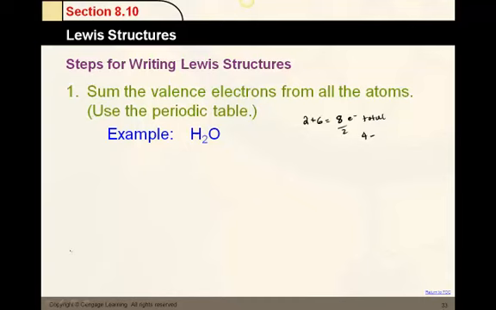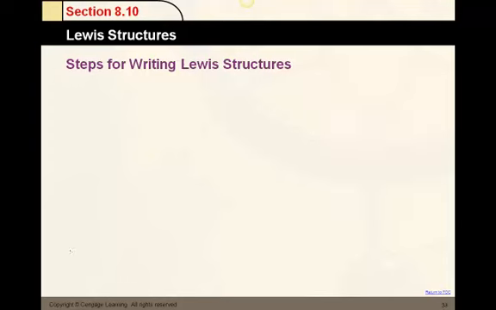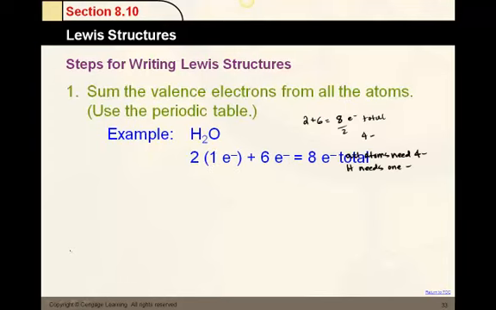The rule is every atom except hydrogen needs 4 dashes. Hydrogen needs 1 dash. And this is true for covalent compounds. Ionic doesn't work so well for this. Oops, there we go, 8 total. Oh, and let's see, do they tell me?